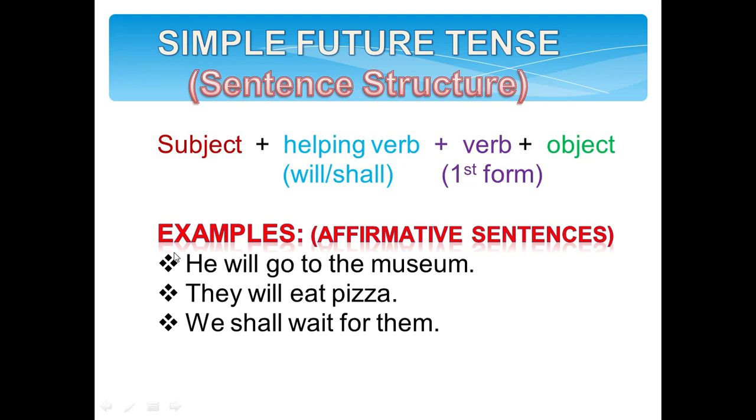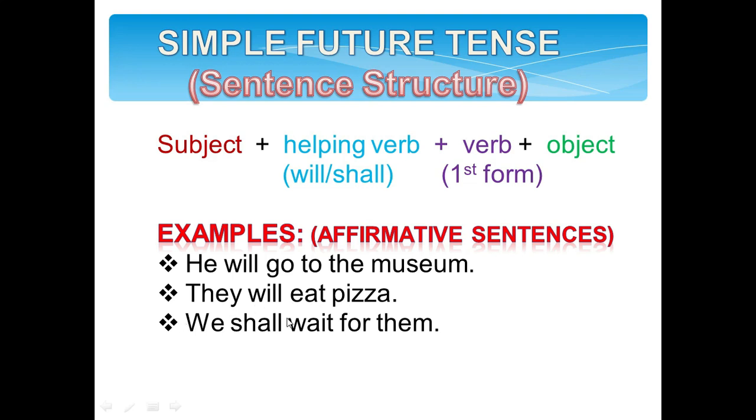Let's see the examples. Affirmative sentences. Affirmative sentences are the positive sentences in which there is no negation, or in which there is no question. For example, he will go to the museum. This is his intention, that he will go to the museum. He is the subject, will is the helping verb, go is the first form of verb, and museum is the object. They will eat pizza. They is the subject, will is the helping verb, eat is the verb, and pizza is the object.